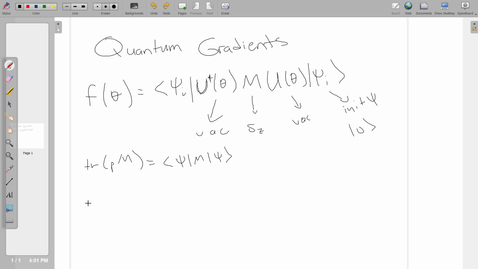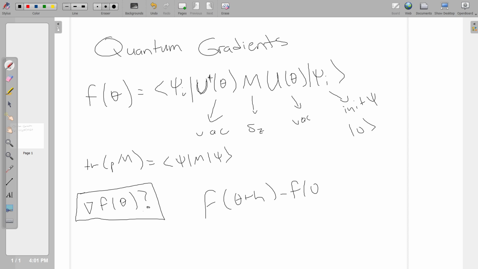So how do we do that? That's the question we want to answer: how do we take the gradient of this circuit? There are a lot of normal approaches, like finite difference, central difference, etc. You add a little bit and subtract a little bit and take the difference. So the finite difference looks something like f of theta plus h minus f of theta, all over h, and that's not h bar.